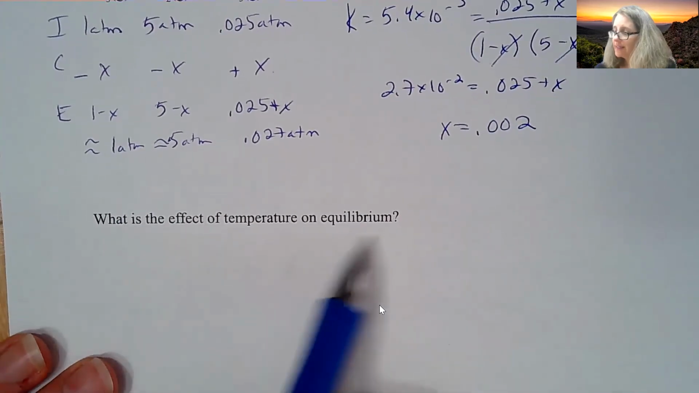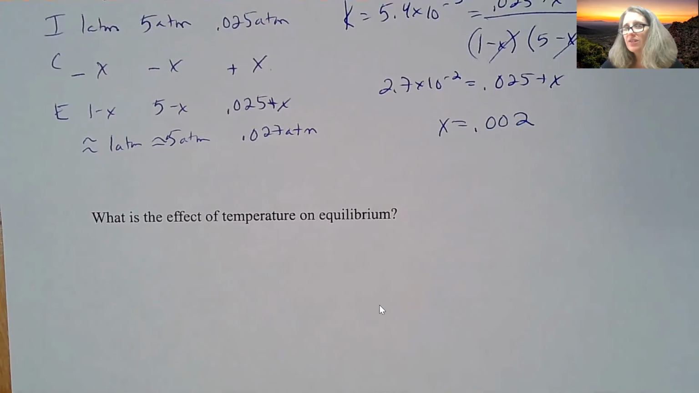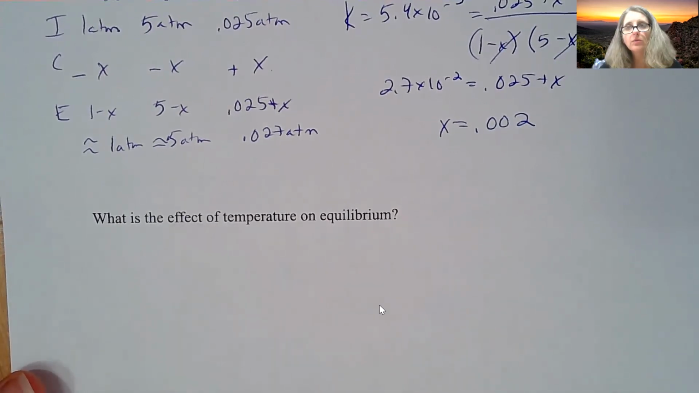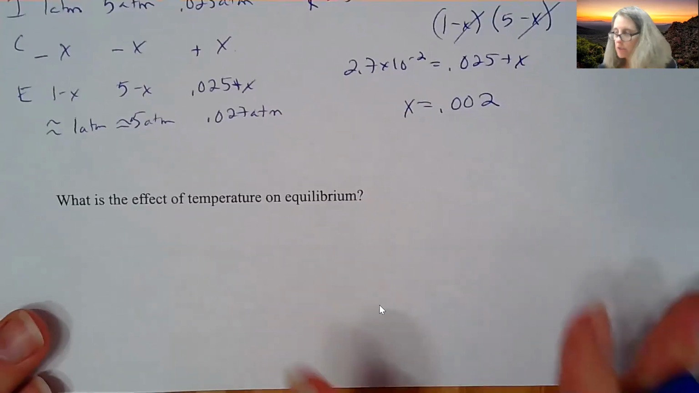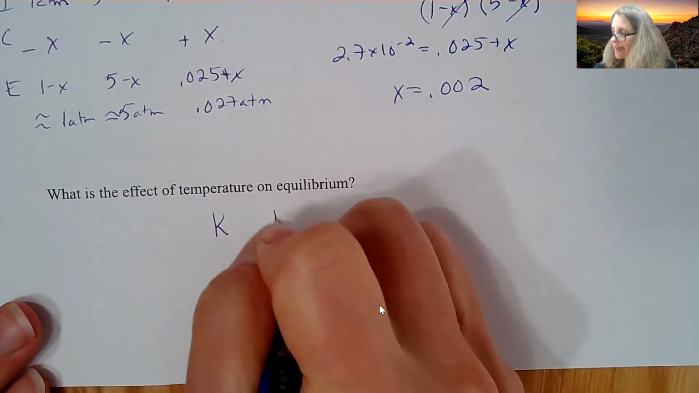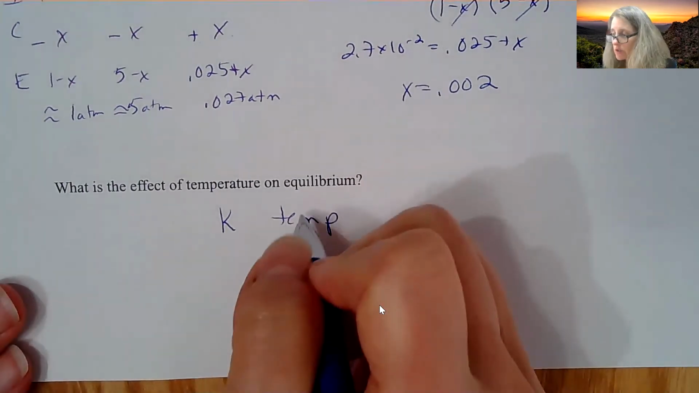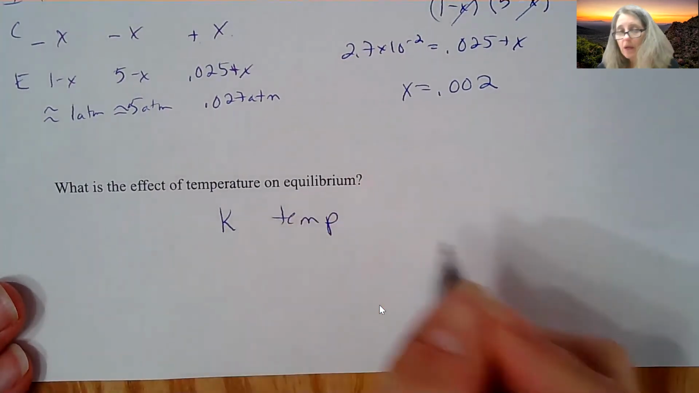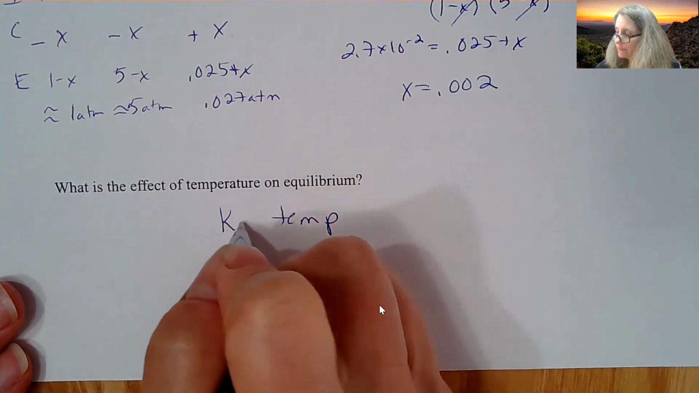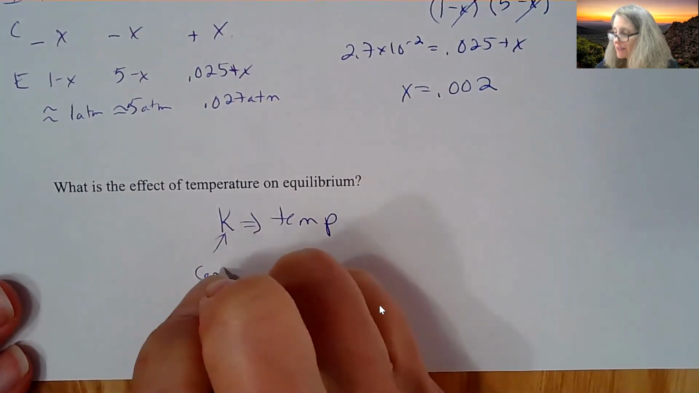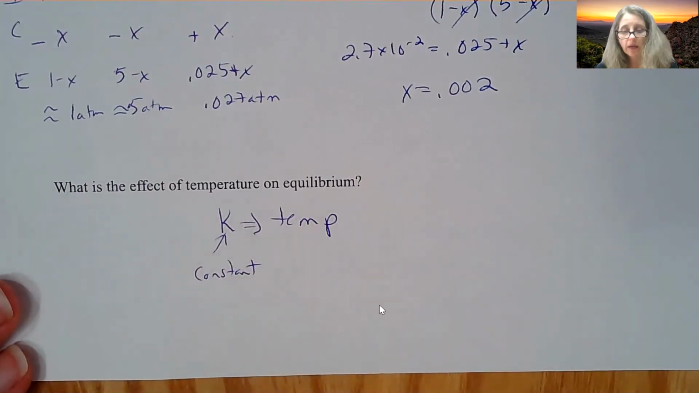Getting into a later topic in our discussion, what effect does temperature have on equilibrium? So what do we know about K and temperature? Think back to kinetics. We had the Arrhenius equation, and we do have a relationship. K is only affected by temperature, but K is a constant otherwise.